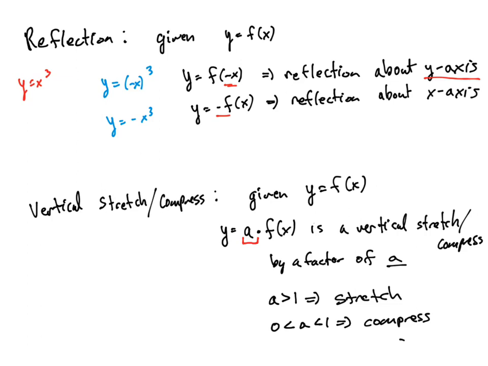suppose we have our function, let's do something we haven't done yet. How about square root of x? So y is equal to 2 square root of x. That's going to be in this case because a is greater than 1. So that would be a vertical stretch by a factor of 2. If y is equal to 1/3 times square root of x, that's going to be in this instance where a is between 0 and 1. So this would be a vertical compression by a factor of 1/3.